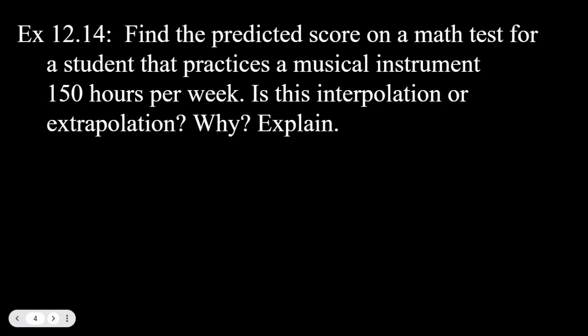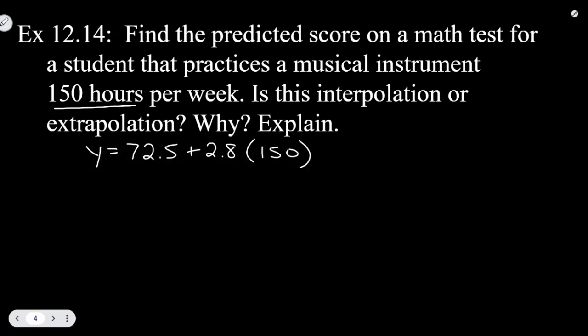Example 12.14. Find the predicted score on a math test for a student that practices a musical instrument 150 hours per week. Is this interpolation or extrapolation? Why, and explain. So first of all, our equation, y equals 72.5 plus 2.8 times x, and the x in this case is that 150 hours per week of practicing the musical instrument. And when we plug this into our calculator, 72.5 plus 2.8 times 150, we get y equals 492.5. So that would be our prediction based on our equation.